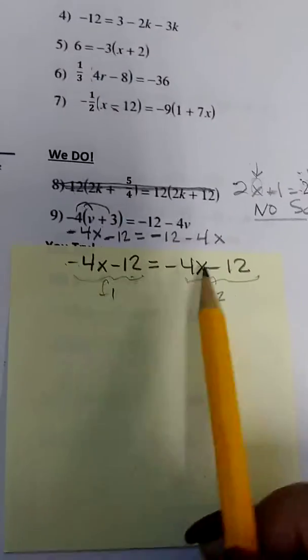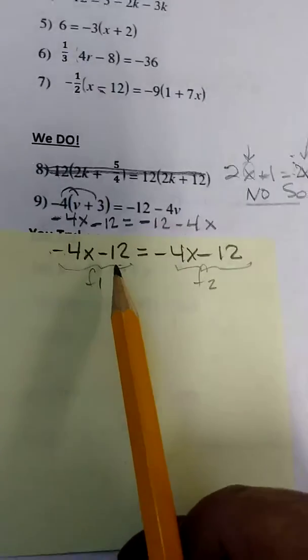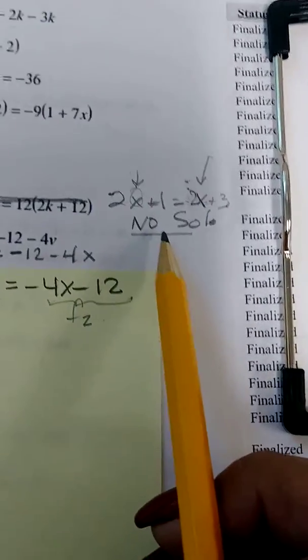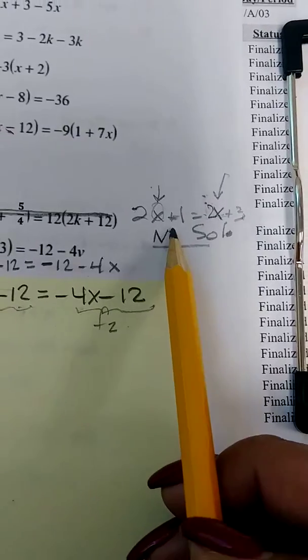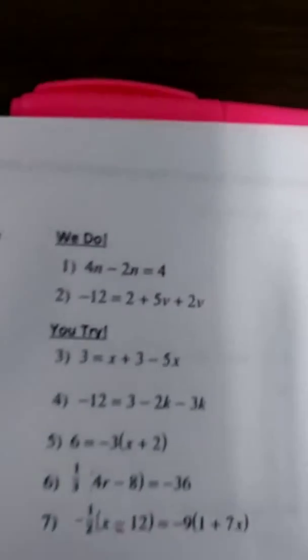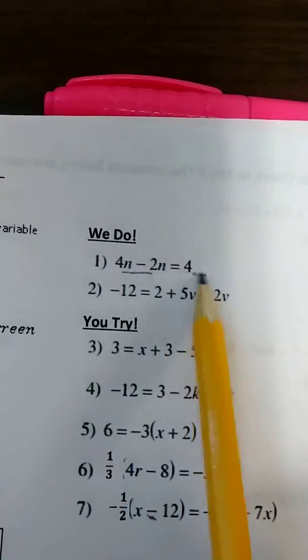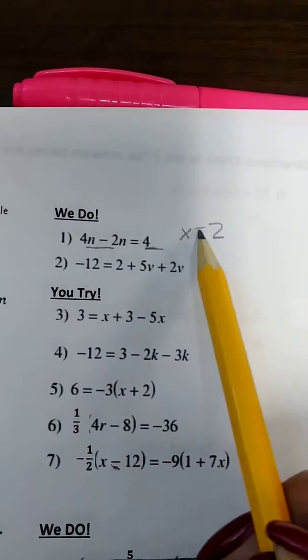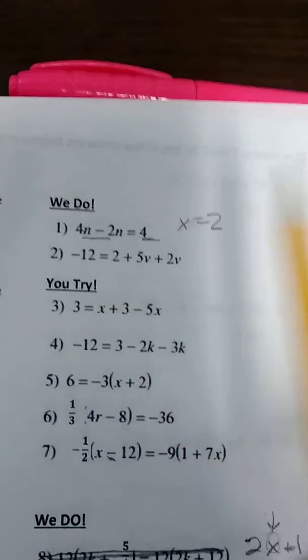So, infinite solutions. Why? This side will always equal that side. No solution. Why? This side will never equal that side. And one solution. Why? Because there was one number that made the left side equal the right side.